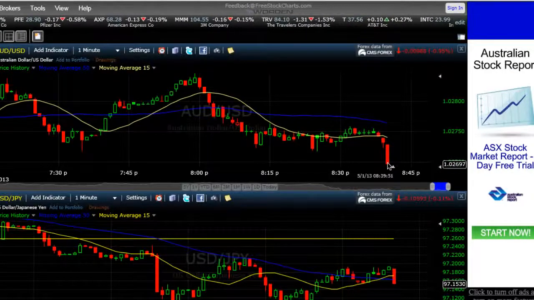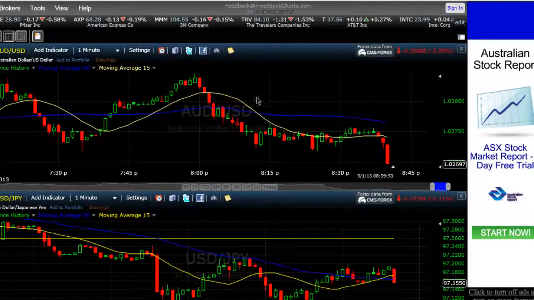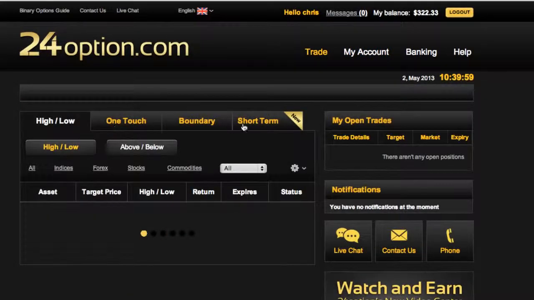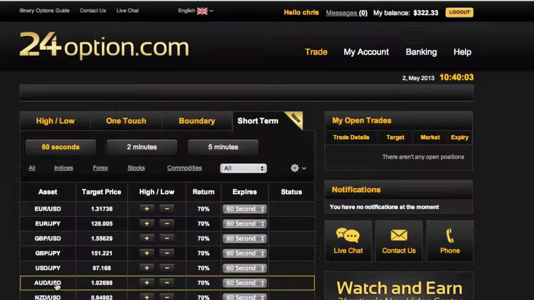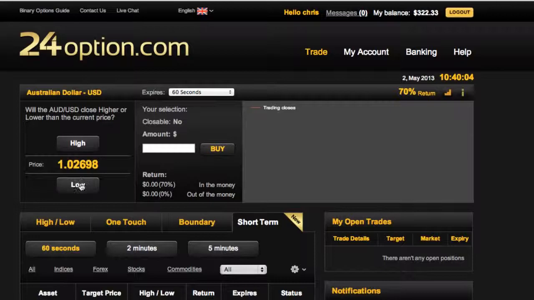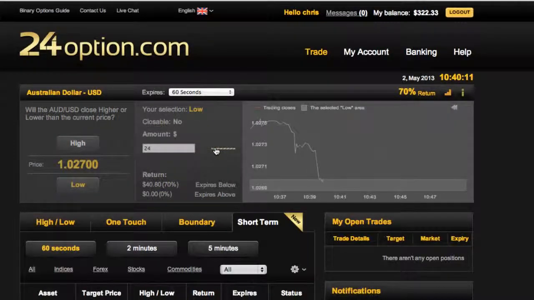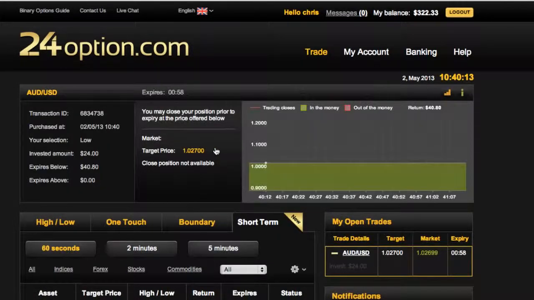So let's actually do it. I've got it open. Okay, so go into 60 seconds. The Australia USD. We're going to do a low call. $24 is the minimum investment. Click buy. So let's actually see this in action. So this is my test trade, in inverted commas.